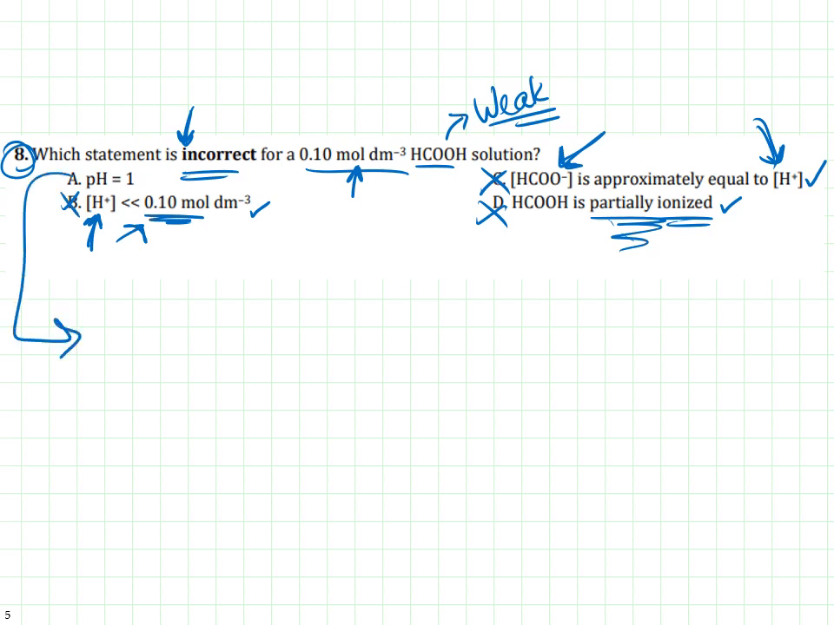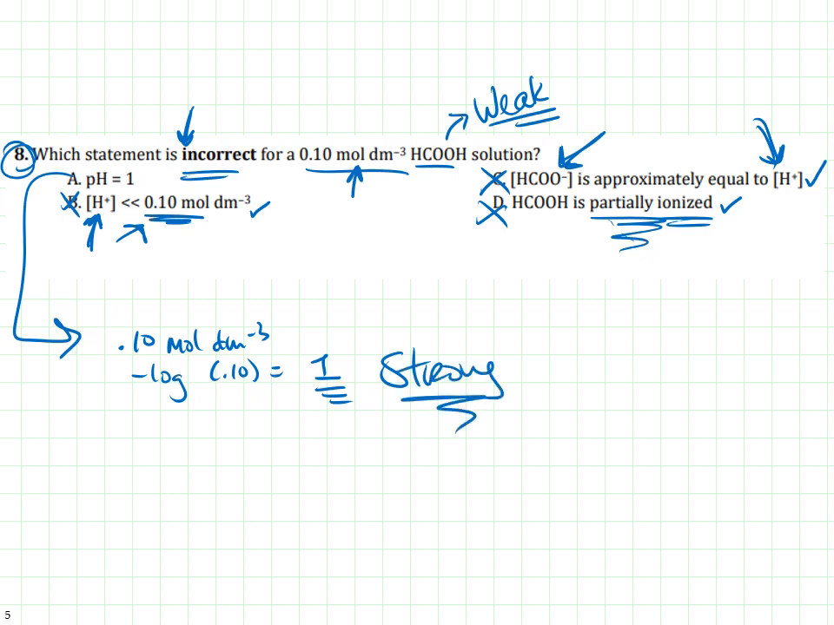Can the pH be equal to 1? If I had a 0.10 moles per cubic decimeter strong acid that completely dissociated, then I could take the negative log of that 0.10 and find a pH of 1. That would be true for a strong acid, but since this guy is not a strong acid, the pH will not be equal to 1, which means that this is incorrect, which means it is our correct answer. Good.